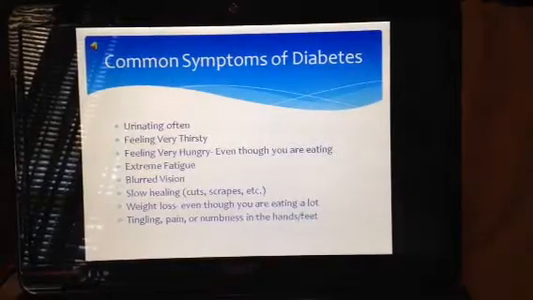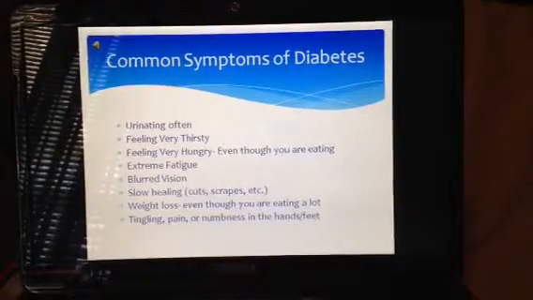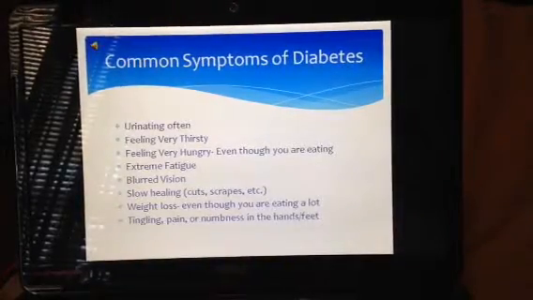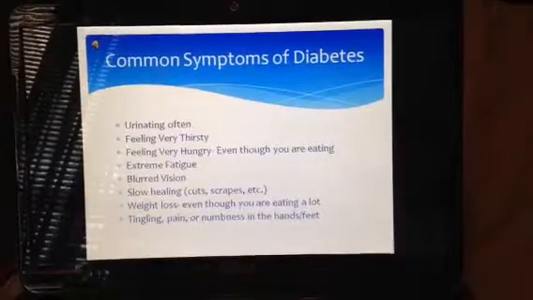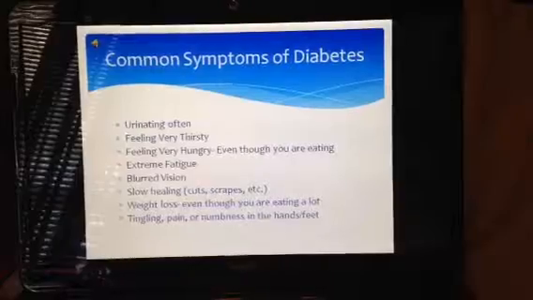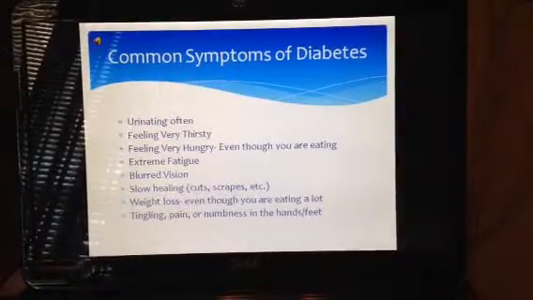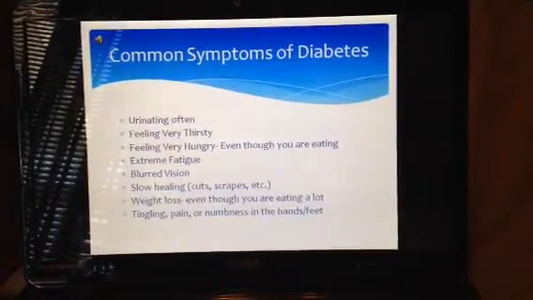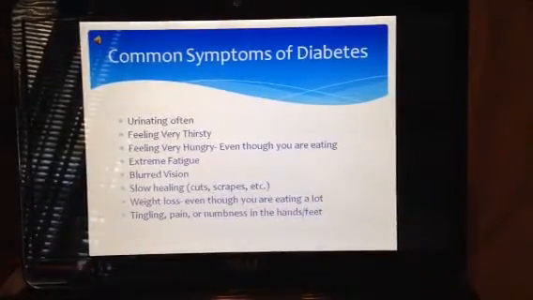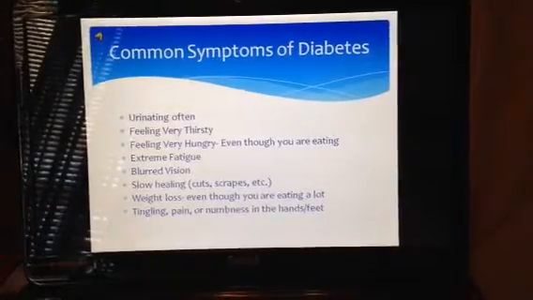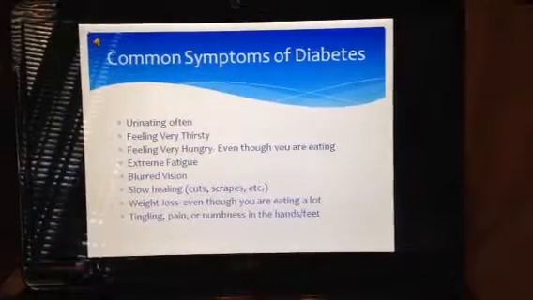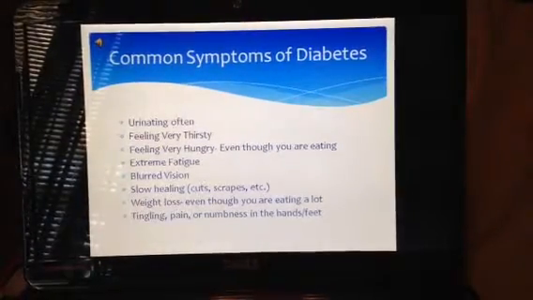The common symptoms of diabetes. This slide covers objective 1. I will ask for volunteers and the students will read off from the list: urinating often, feeling very thirsty, feeling very hungry even though you are eating, extreme fatigue, blurred vision, slow healing, which includes cuts, scrapes, burns, etc., and weight loss even though you are eating a lot, tingling, pain, or numbness in the hands and feet. And the students will discuss this aloud.